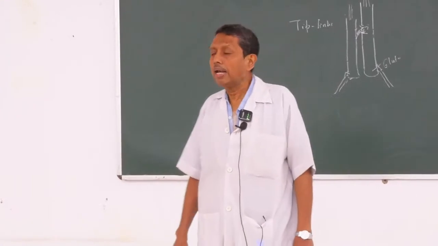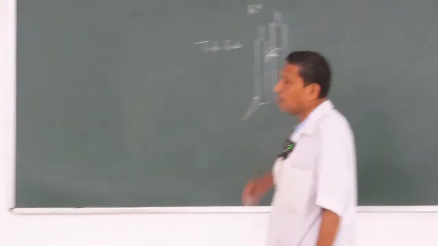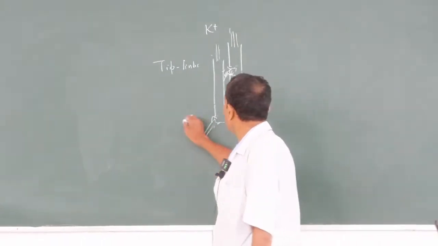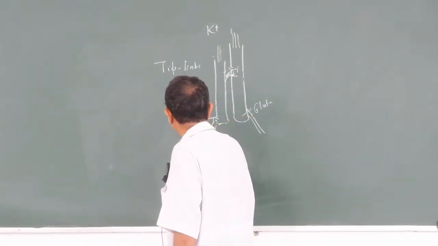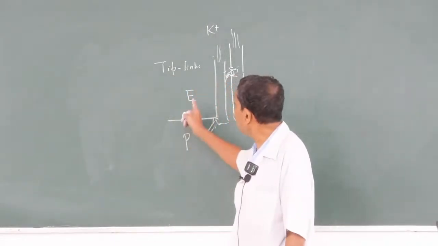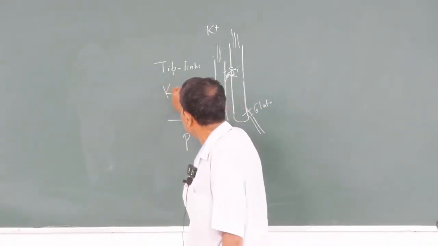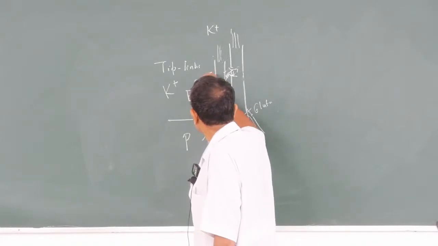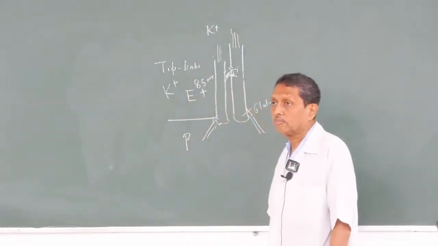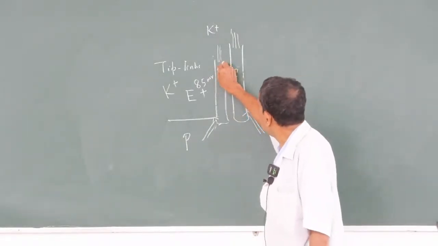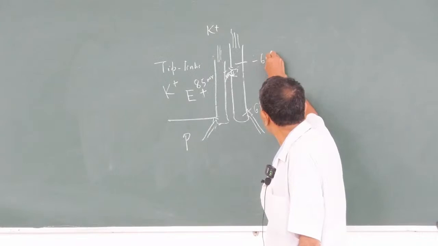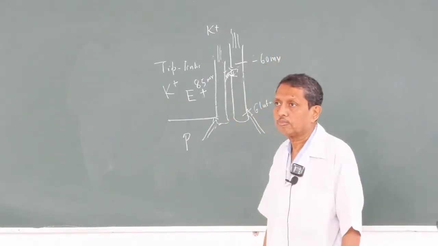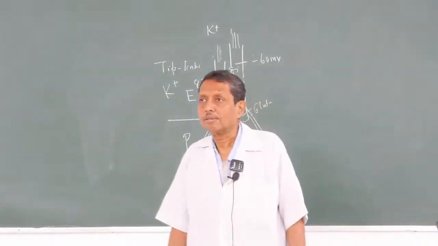And you can think about what the purpose of nature is in making this. Suppose this is the endolymph and this is the perilymph, and there is a potential of, it is not only potassium rich, but it is plus 85 millivolt positive, and within the cell it is minus 60 millivolt. Clear?